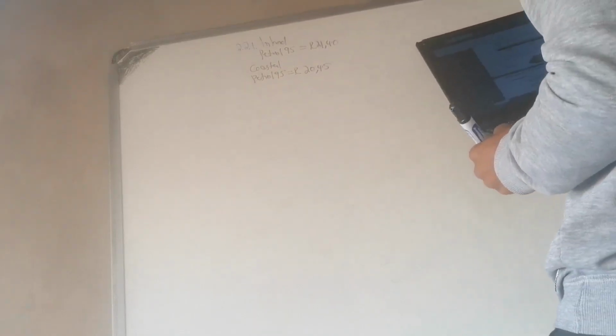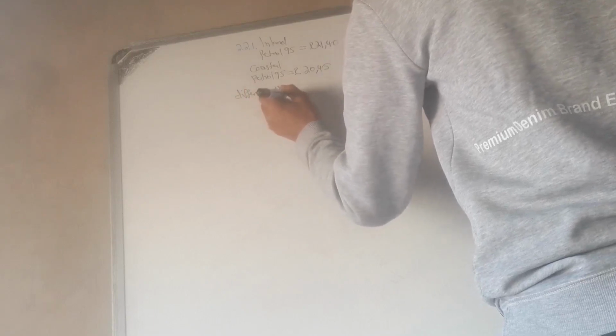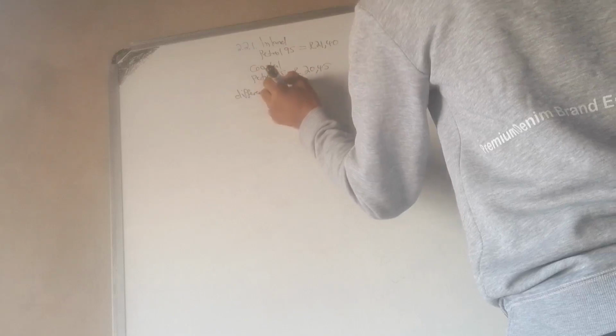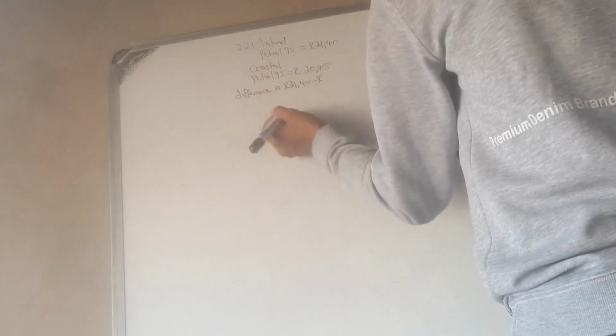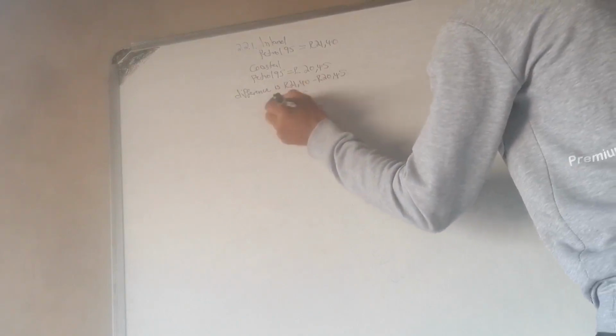Calculate the difference in the inland and coastal price of petrol 95. So the difference is always the bigger value minus the smaller value. And what value would we have then? So let me just calculate that very quickly for us. That would be 21 rand 40 subtracting 20 rand 45. And the difference would be 95 cents. That should be the difference. Just 95 cents.